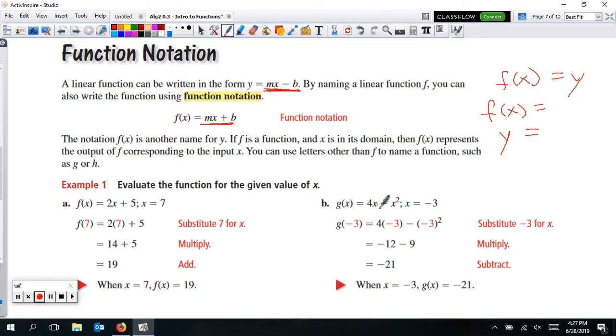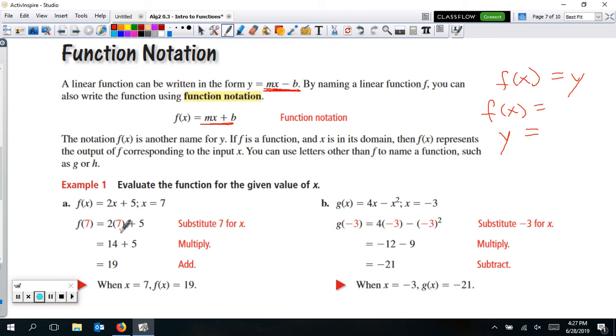All right, so it says evaluate the function for the given value of x. All it means to do is you're going to plug in 7 on this one where x is. We've kind of done that already a little bit in the past, on our first video, I think it was. We're just going to plug that in, evaluate, figure out what that is.